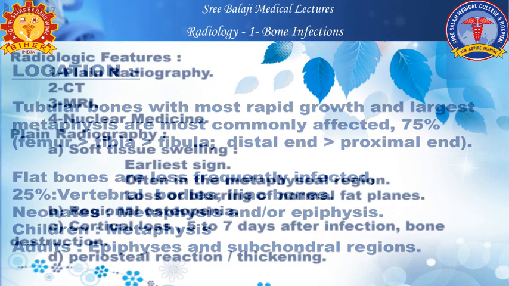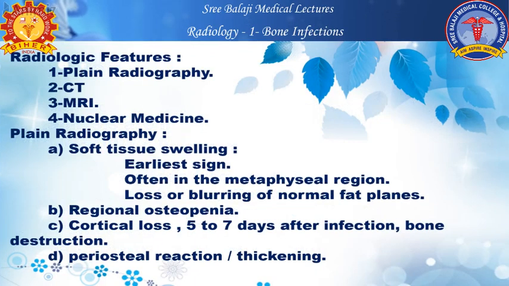Now, radiological features are discussed under four categories: plain X-ray, CT, MRI, and nuclear medicine. Plain X-ray features are often delayed by 2 to 3 days. The initial presentation will be only clinical, based on the pain and swelling of the limb. Radiologically, the earliest sign will be soft tissue swelling and loss of the fat plane in the region of infection.